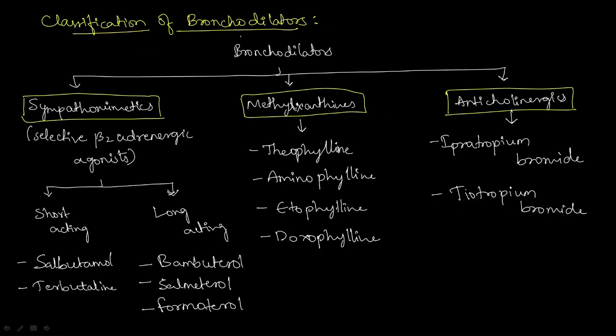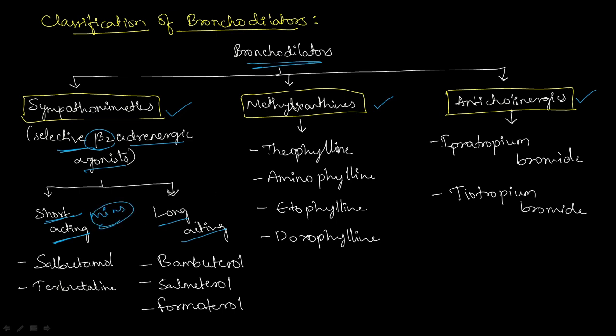Coming to the classification, bronchodilators are majorly classified into sympathomimetics, methylxanthines, and anticholinergics. In this particular video, we will study sympathomimetics and the drugs under sympathomimetics. For the selective beta-2 adrenergic agonists under sympathomimetics, we have short-acting drugs and long-acting drugs. Short-acting drugs show rapid action, in just minutes.